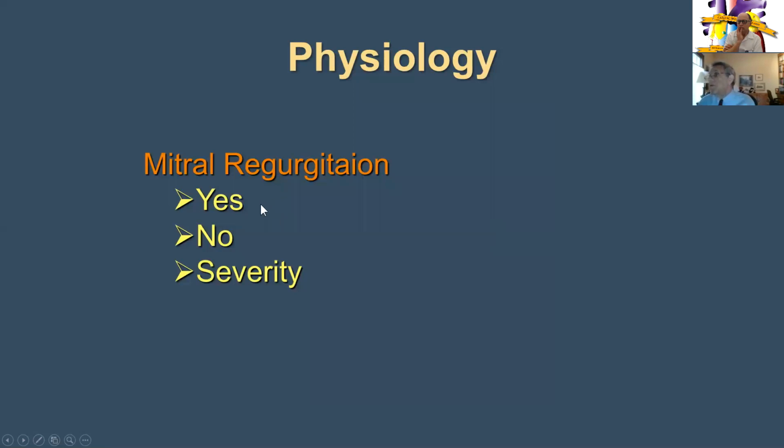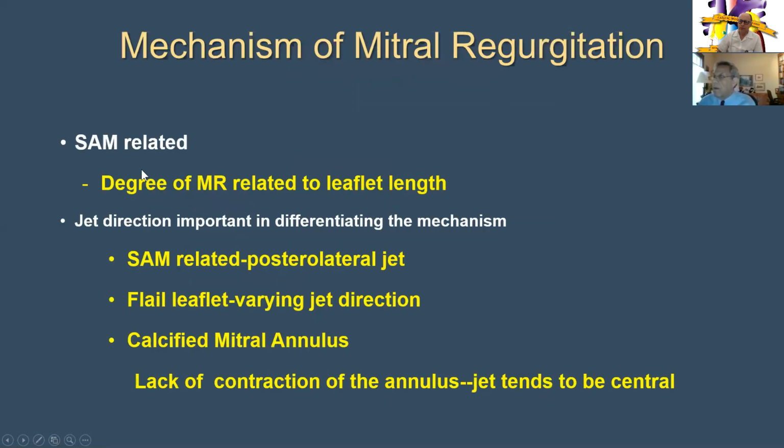We need to know, is there mitral regurgitation and its severity? Now, SAM-related mitral regurgitation, the degree of MR is related to the leaflet length. We need to look at jet direction. It's important in differentiating the mechanism of the SAM.